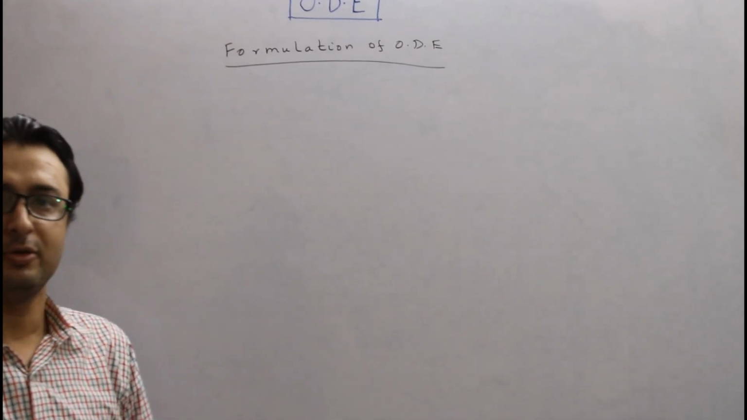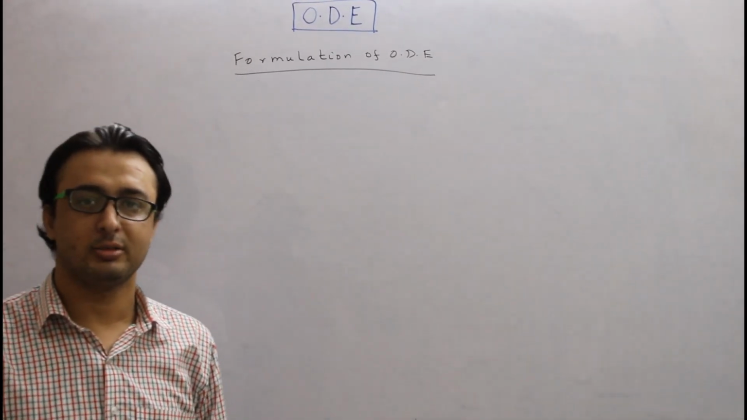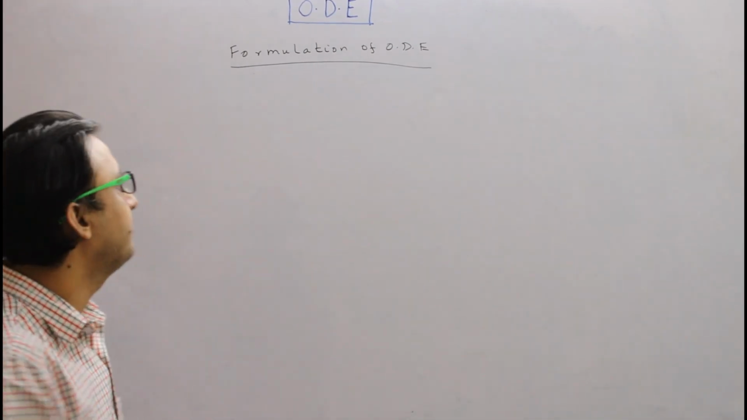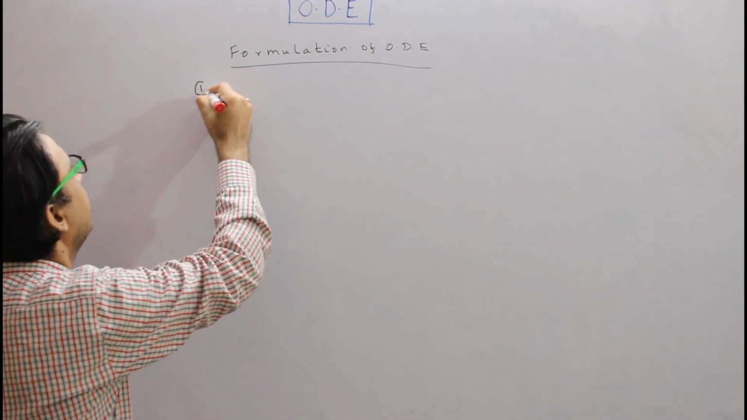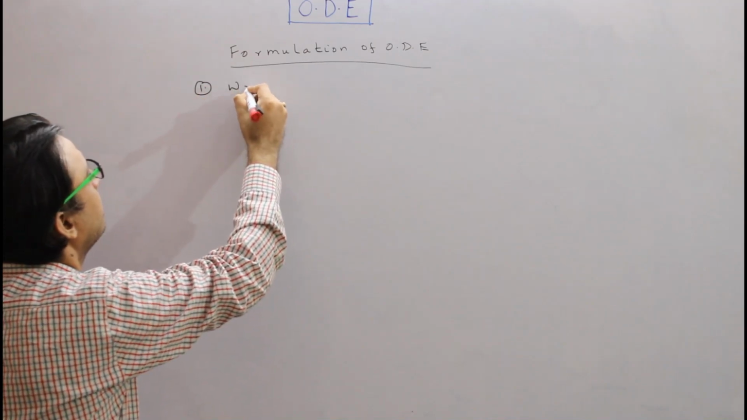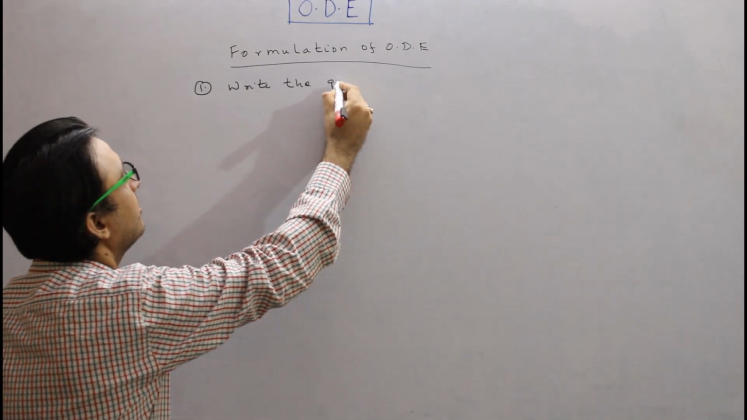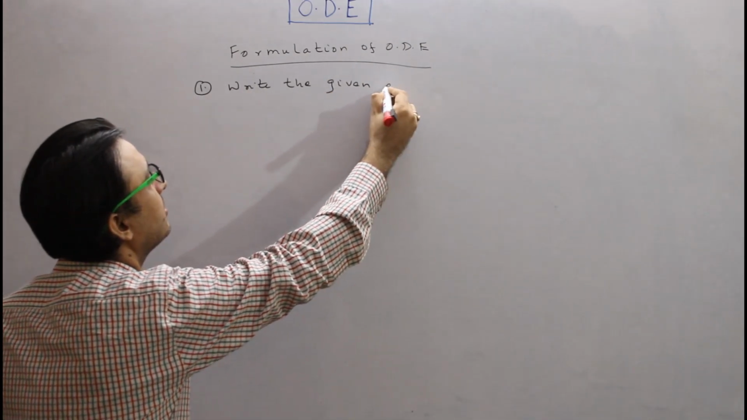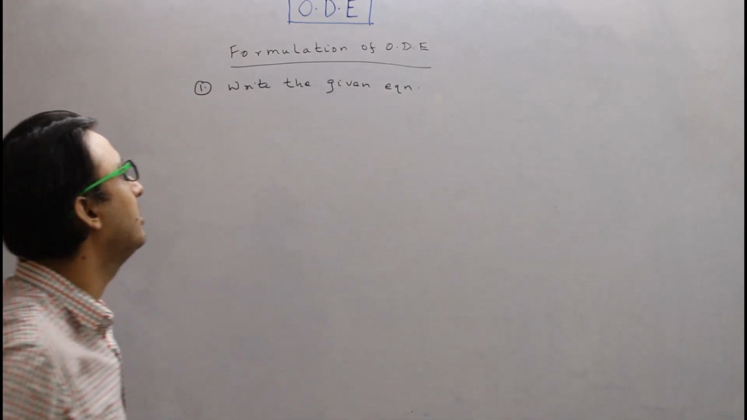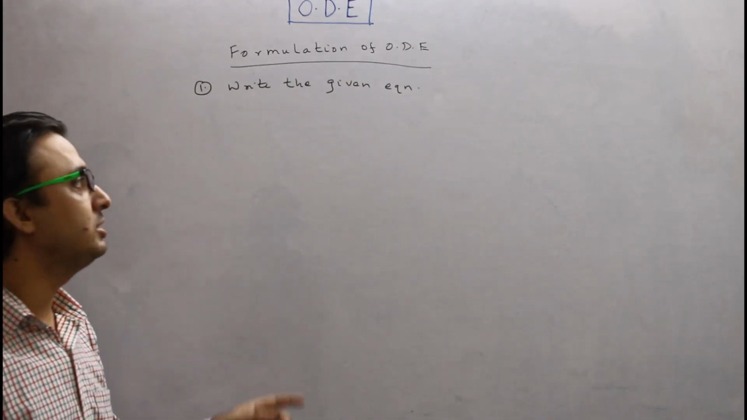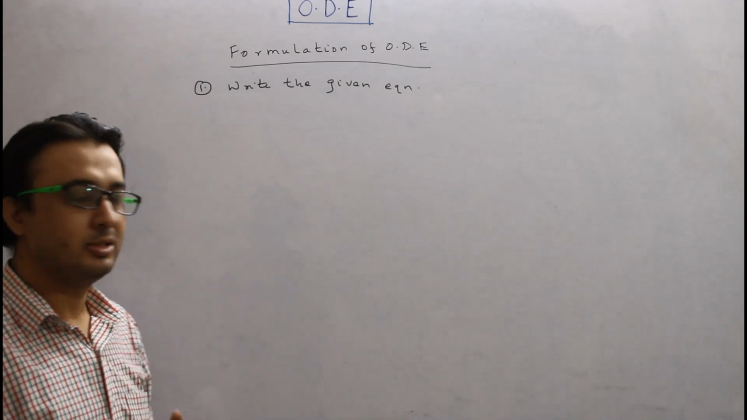Alright, so first of all we must have the algorithm as to how we are formulating our differential equation. The first step is to write the given equation. Alright, this is the first procedure. Then we will count the number of arbitrary constants.